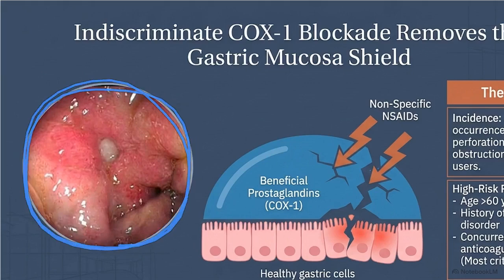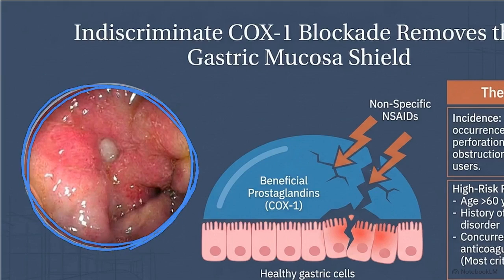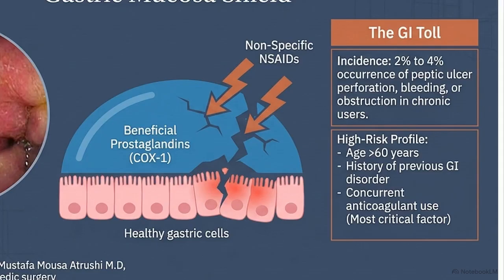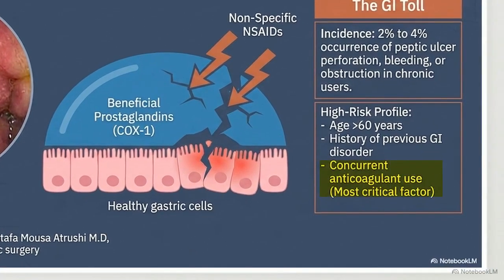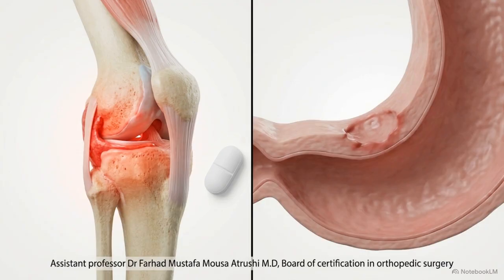This endoscopic view and diagram illustrate the clinical toll of indiscriminate blockade. Shutting down COX-1 removes the stomach's protective mucus shield. Chronic users face a measurable 2 to 4% incidence of peptic ulcer perforations, severe bleeding, or obstructions. This risk escalates in older patients and those with GI disorders, but concurrent anticoagulant use remains the most critical factor for life-threatening complications. The physiological trade-off of nonspecific NSAIDs is simple. Achieving pain relief via indiscriminate blockade comes directly at the cost of the patient's gastrointestinal defense system.